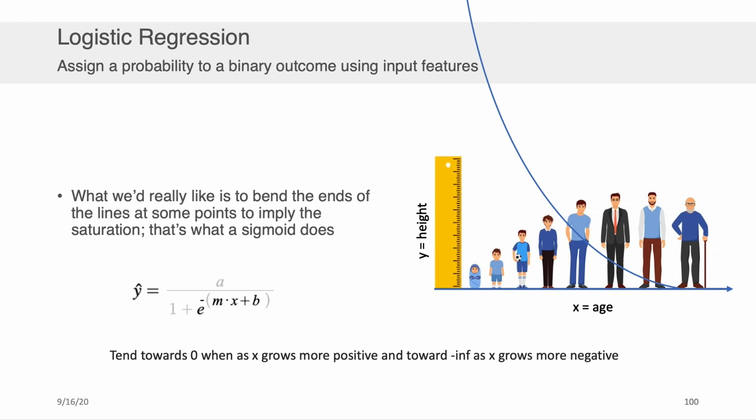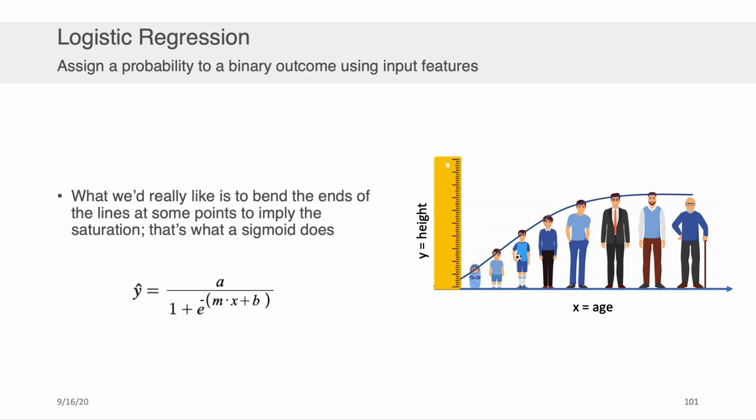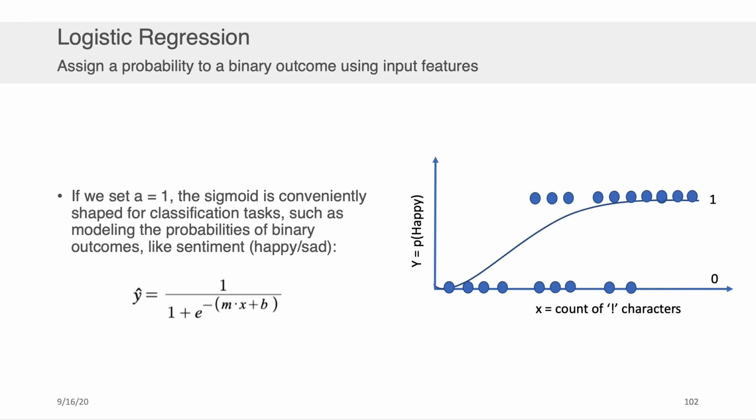And so, well, what will that do? Well, that means that when x grows more positive, what is y hat going to be in that equation? It's just going to tend towards a. And when x tends towards negative infinity, that equation is going to become 0. So what you end up getting at the end of it is a line that looks like that, which is similar to the straight line, but we bent it so that it saturates as we had intended. And that's really essentially all a sigmoid does. It bends the line for you nicely.